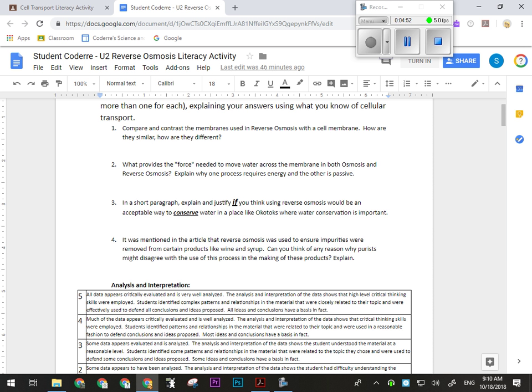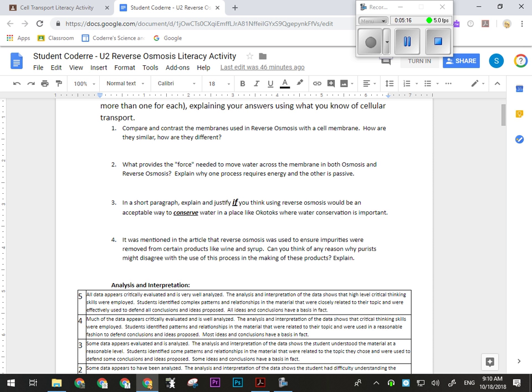All right, question 3 says, in a short paragraph, explain and justify if... Okay, so you would have to decide whether you think this is true or not. Okay, if you think using reverse osmosis would be an acceptable way to conserve water, what does conserve mean? Save it, use less of it. All right, so the purpose of reverse osmosis is to purify water.